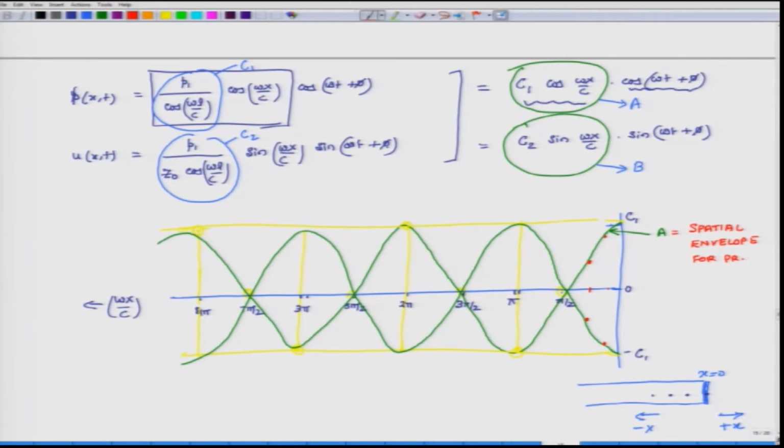And because the tube is closed, the spatial envelope for pressure has a maximum value at the closed end of the tube where x is equal to 0, and this is how it behaves. Okay. Now, let us look at function B. So, we are going to plot function B in purple color, and the function B is going to look somewhat different.